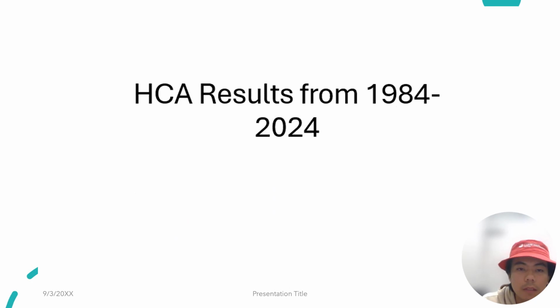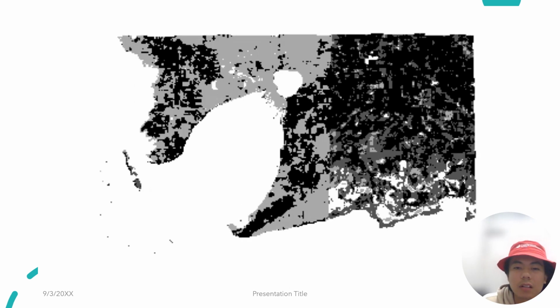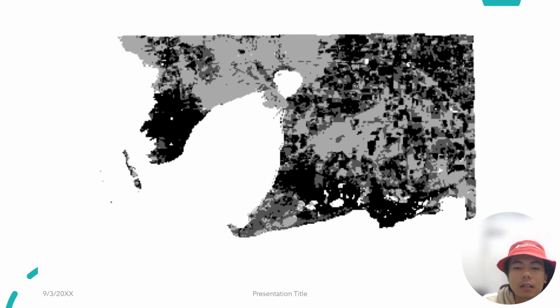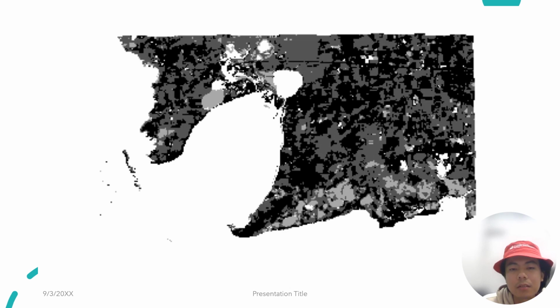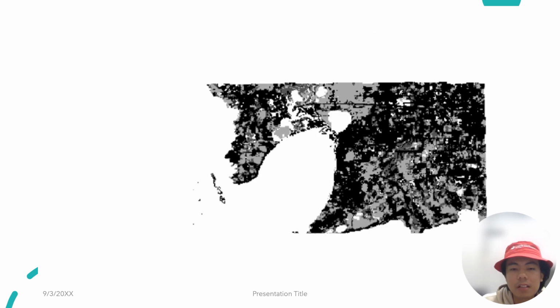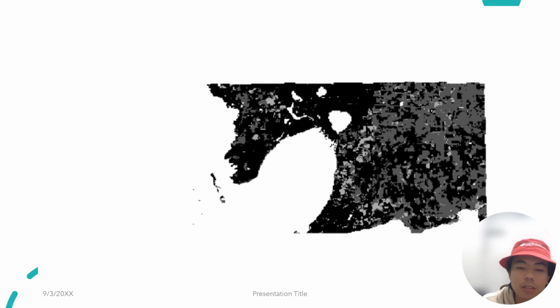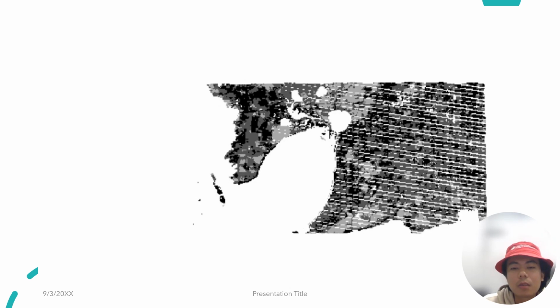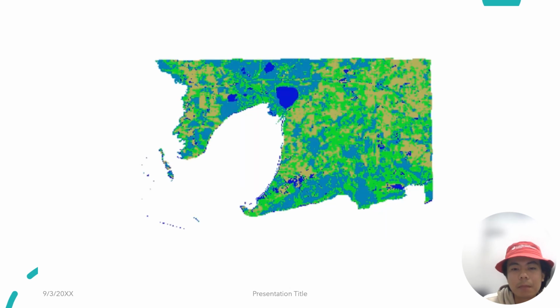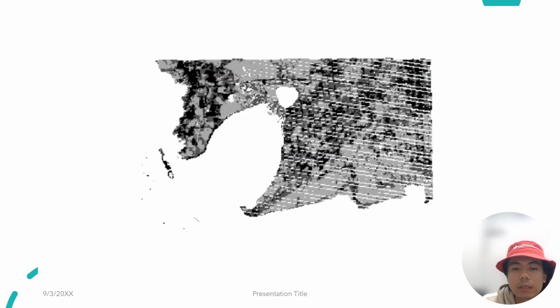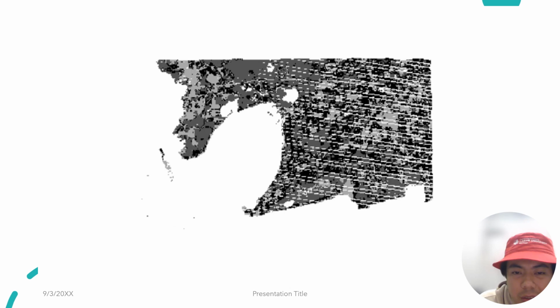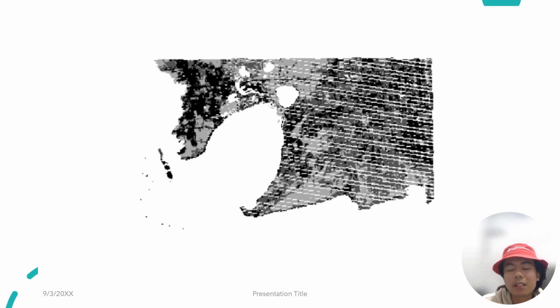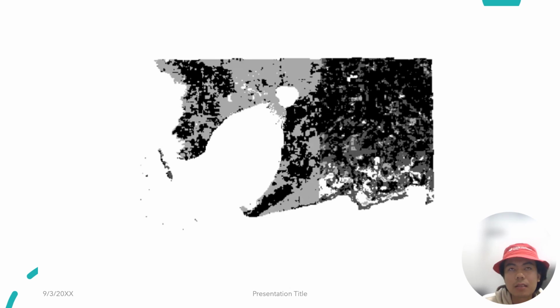So this is the result of the HCA classification from 84 to 2024. Later on, we will assign the class colors to the result with a better presentation with a legend, and better show the numbers so it can be easily understood how the land cover changes over time. Some of the images have no data due to the sensor error of Landsat 7.